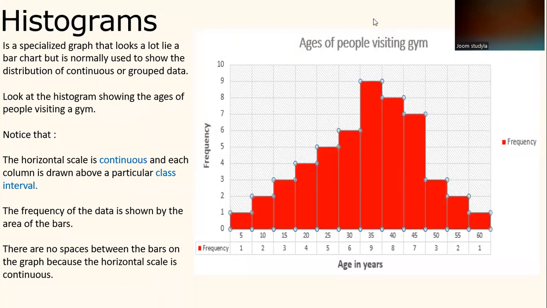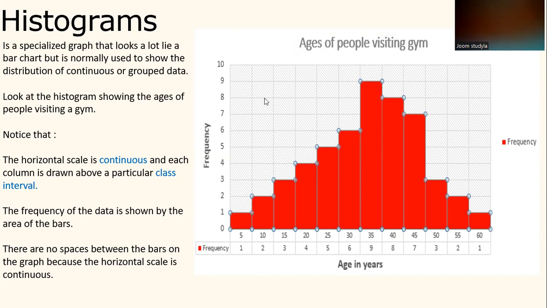Histogram. Histogram is a specialized graph that looks a lot like a bar chart, but is normally used to show the distribution of continuous or group data. Look at the histogram showing the ages of people visiting a gym. Notice that the horizontal scale is continuous and each column is drawn above a particular class interval. And the frequency of the data is shown by the area of the bars.